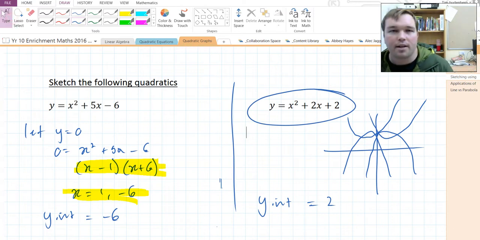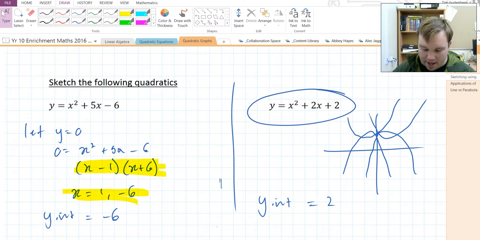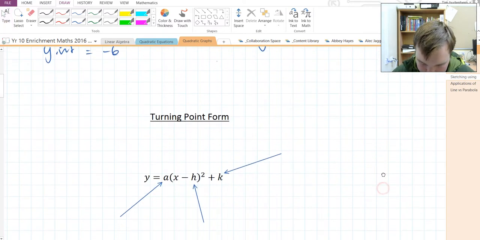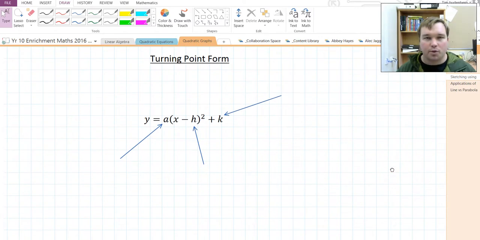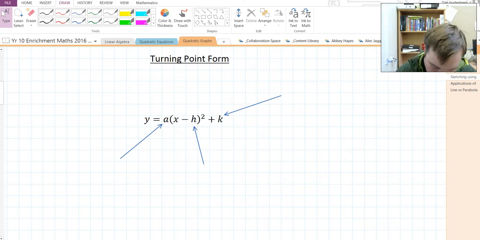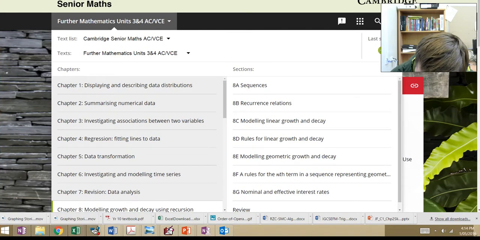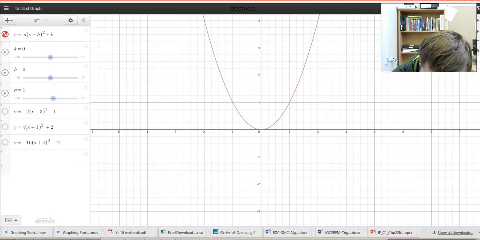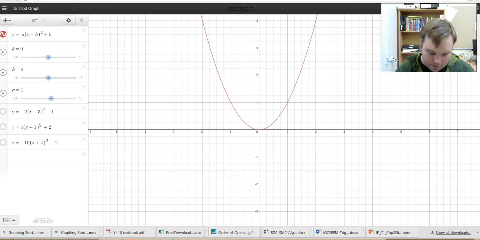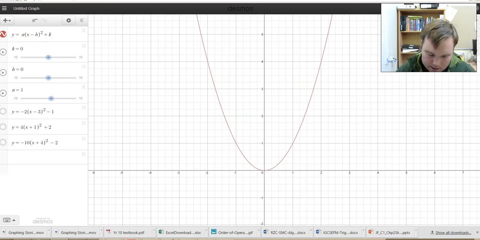And to do this, we use something called turning point form. And you'll have seen it at some point last year also. Turning point form looks like this: a bracket x take h squared plus k. Now, to look at this more closely, we can look at it on Desmos. So here, what I've set up is a quadratic of the form a(x take h) squared plus k. And right now, k, h, and a are all set to 0.